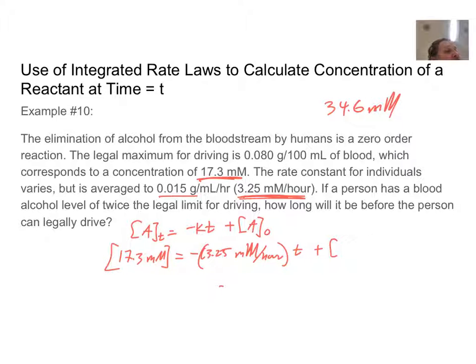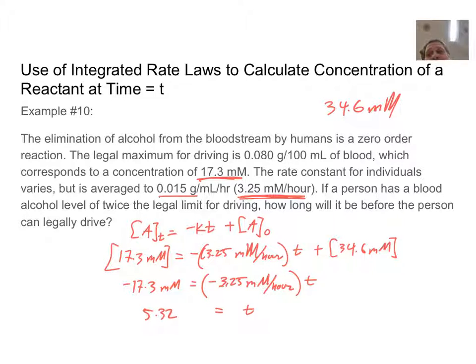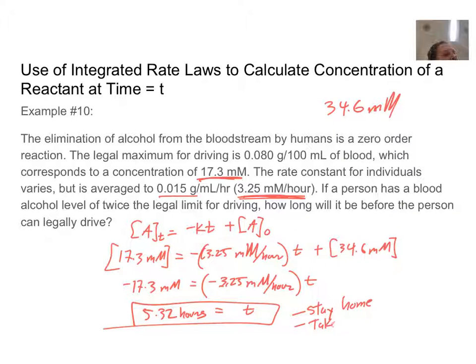So the initial concentration is twice the legal limit, which is 34.6 millimolar. So what that gives me when I start solving this out is negative 17.3 millimolar equals negative 3.25 millimolar per hour times t, and that will give me a value of 5.32 hours. So it's going to take 5.32 hours for the average human to go from twice the legal limit to the legal limit, which is still not a great idea for driving if you have 0.08. So in my opinion, I think that this individual should stay home, take a nap, drink water.